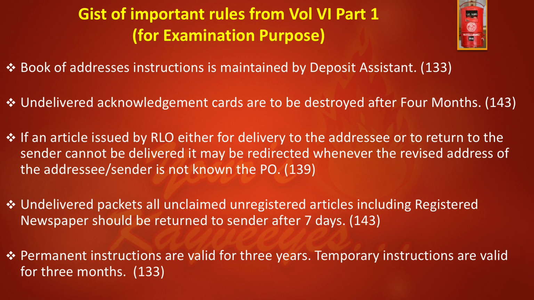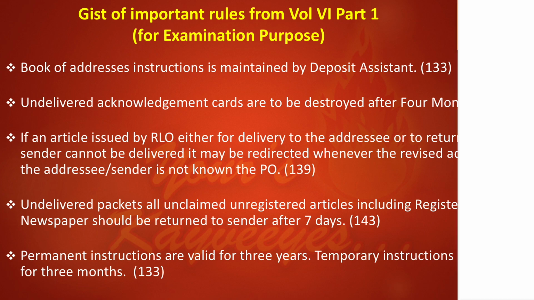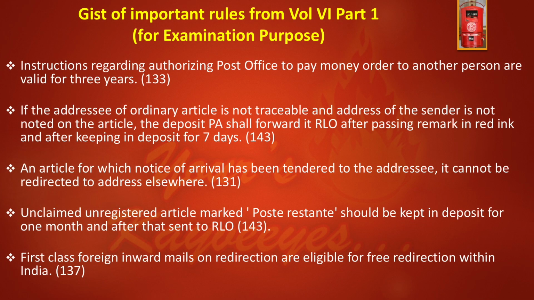Undelivered packets and all unclaimed unregistered articles, including registered newspapers, should be returned to sender after 7 days. Rule number 143. There are two kinds of instructions, that is, permanent instructions and temporary instructions. Permanent instructions are valid for 3 years. Temporary instructions are valid for 3 months. Rule number 133. Instructions regarding authorizing the post office to pay money order to another person are valid for 3 years. Rule number 133.